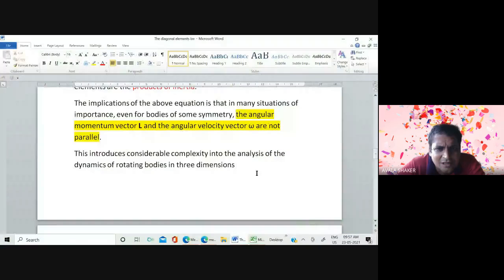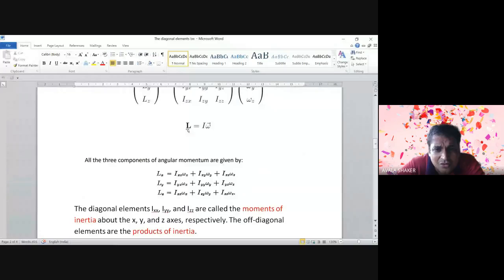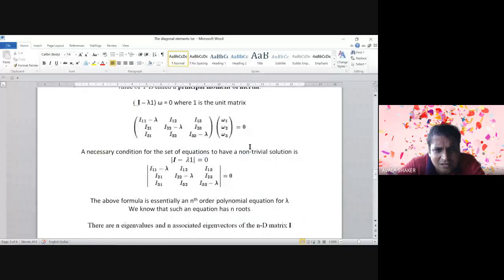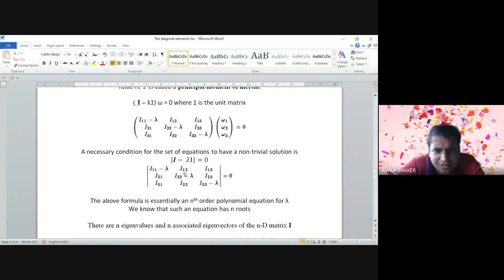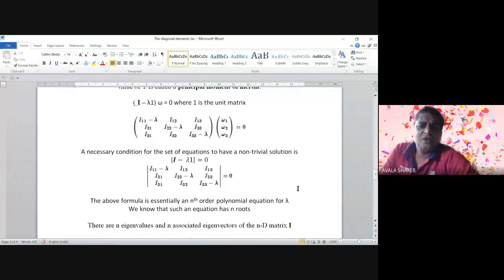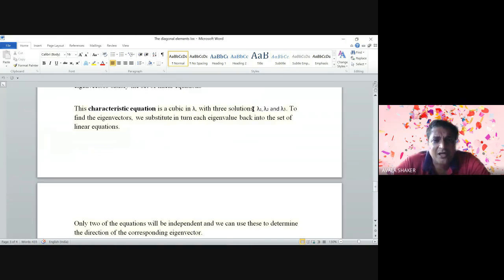So that is the job: how to get this alignment. L in the direction of omega. We will look at the equation where this condition is satisfied. Then L will become parallel to omega, and as Modi sir said, we will not require any additional torque, so it will be a free wheel. So basically the point is finding this axis, and from these values you will get the axis.